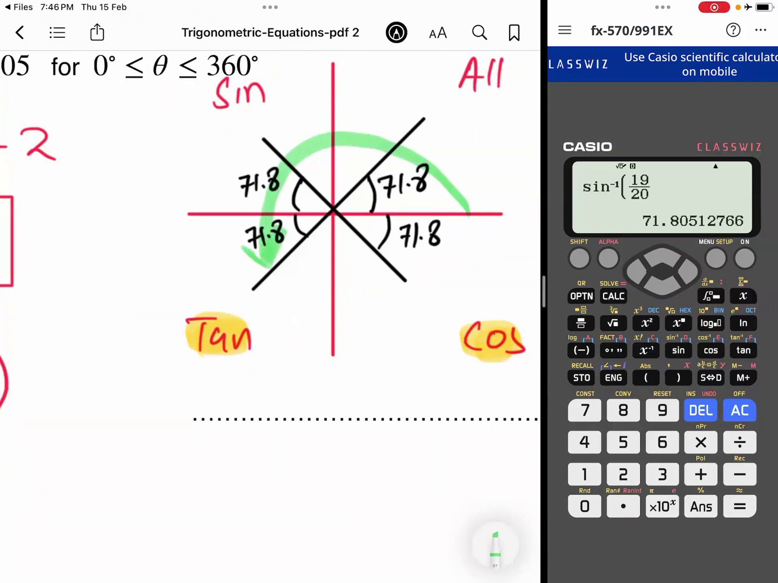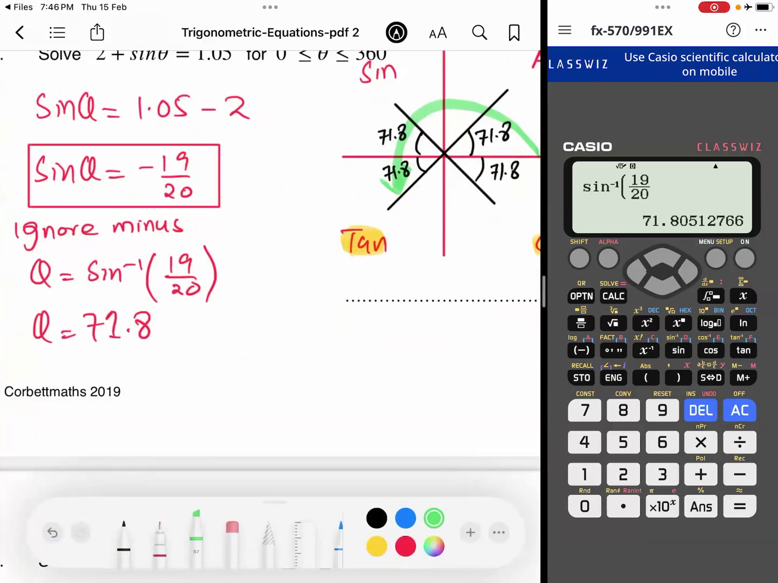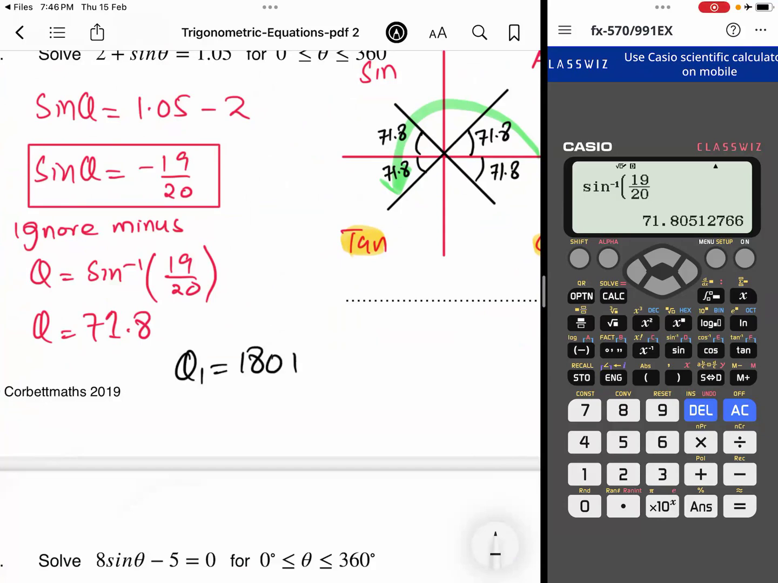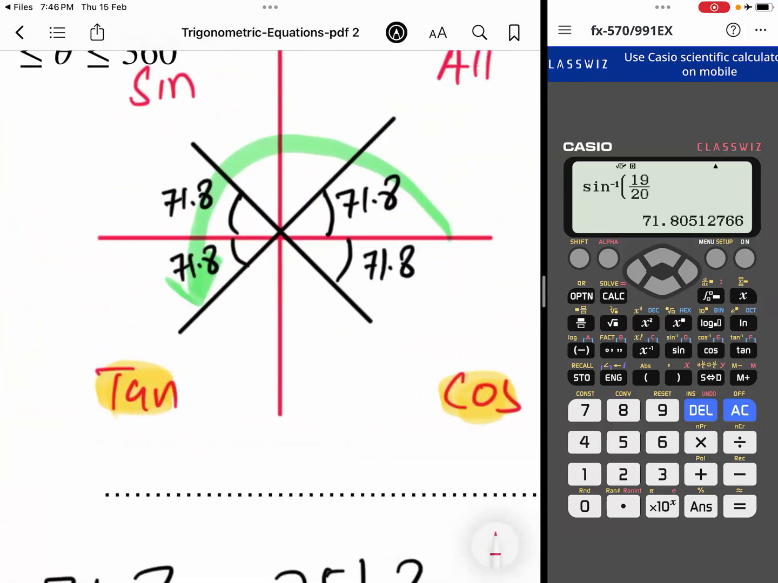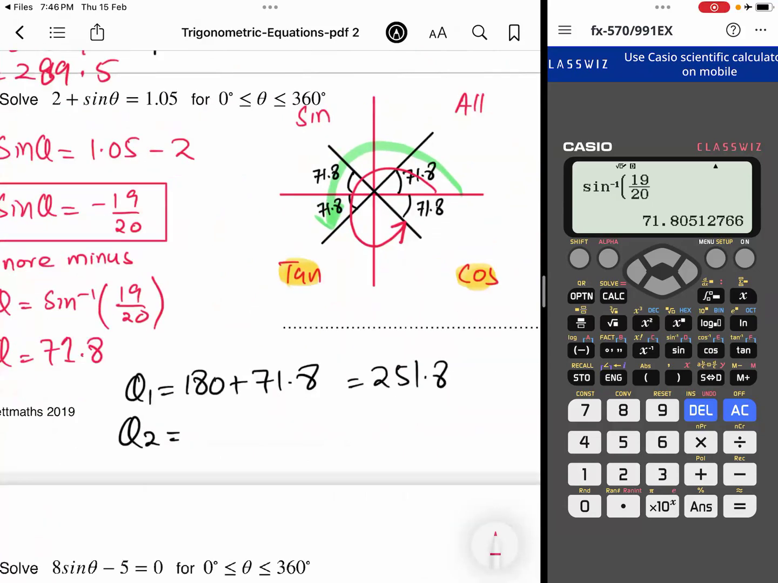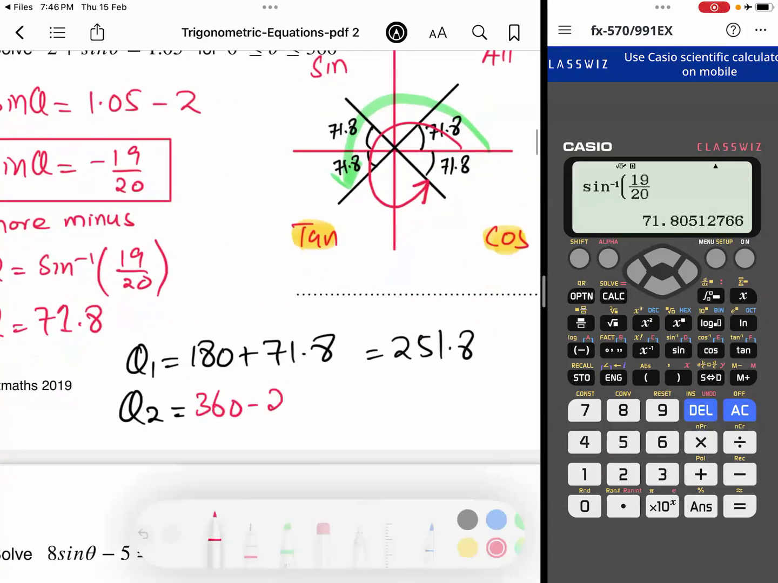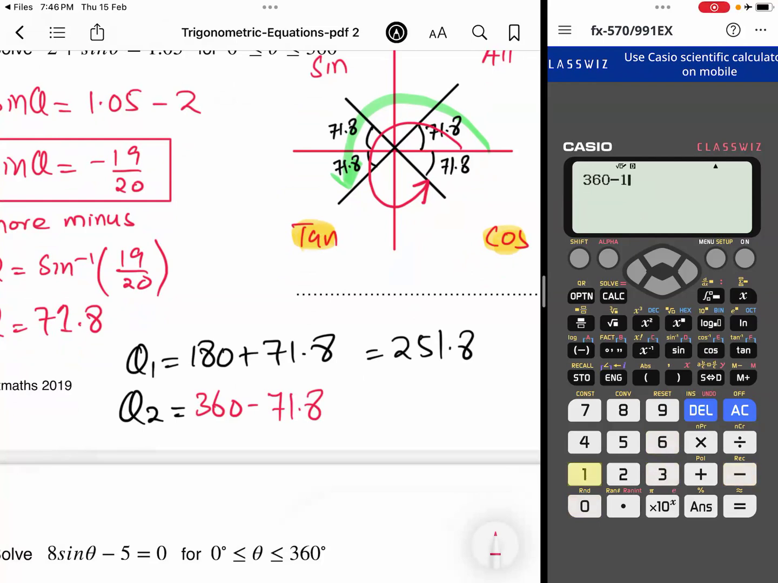Yes, sir. And I can get this green angle by 180 plus 71.8. Yes or no? Yes, sir. 180 plus 71.8, so that would be 251.8. Theta 2 is 251.8. Now check, Hamad. I want to hit the cos area. Start and hit. Done? Yes, sir. So that is 360 minus 71.8, and the answer is 288.2. Got it? Easy.